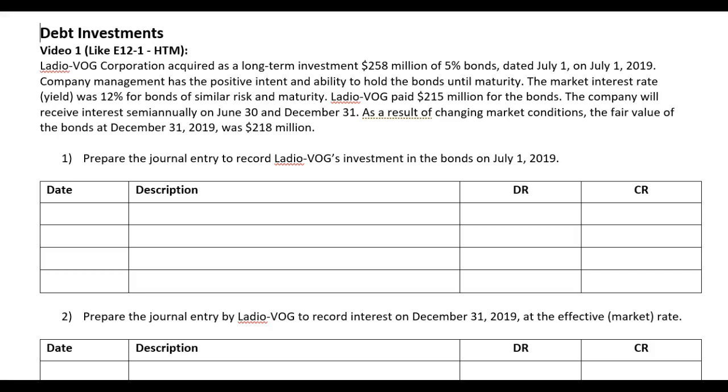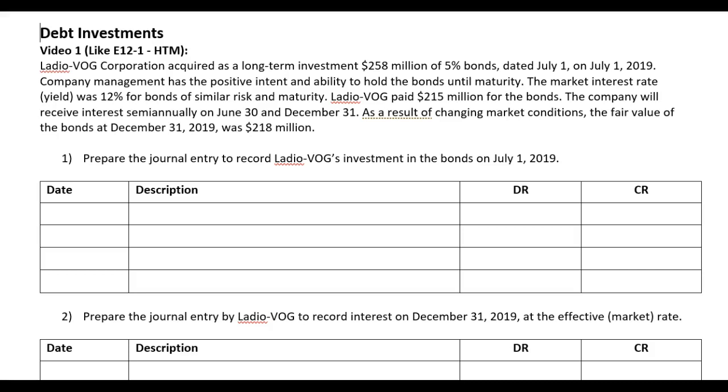So let's look at this example. Ladia VOG Corporation, which we're just going to call LV, acquired as a long-term investment $258 million of 5% bonds dated July 1st on July 1st, 2019. Company management has the positive intent and ability to hold the bonds until maturity, and that's what makes it an HTM, a held to maturity position. It's all about the company's intent. What are they going to do with the security? Now it can change. They can sell it. They don't have to hold it to maturity, but that's their expectation at this point in time.